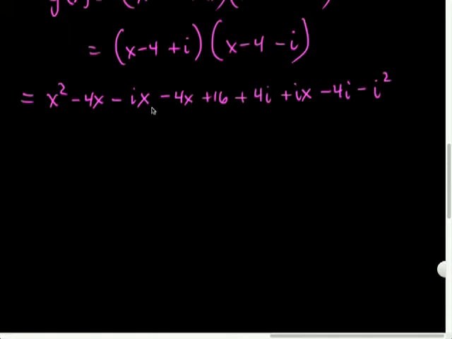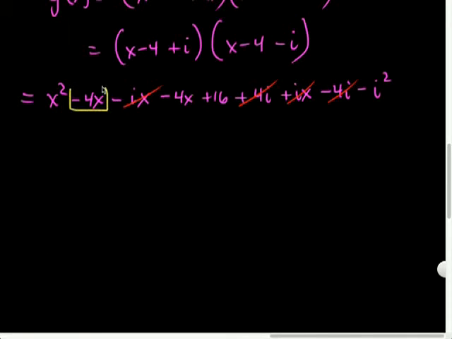Ready? Look at this negative ix. What does that combine with? Positive ix. Those just cancel out. Positive 4i and the negative 4i cancel out. Wow, that's really nice so far.